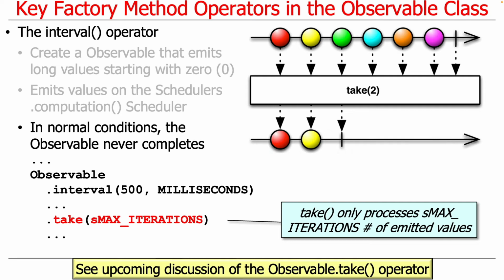So you can bound the amount of time taken to run by using something called the take operator. And that's an operator we'll talk about later that can suppress data. And what this particular use of take is going to do is only emit the values from 0 to whatever S max iterations is, whatever that constant is set to be, or variable for that matter, because you can change that value dynamically depending on how you initialize it.